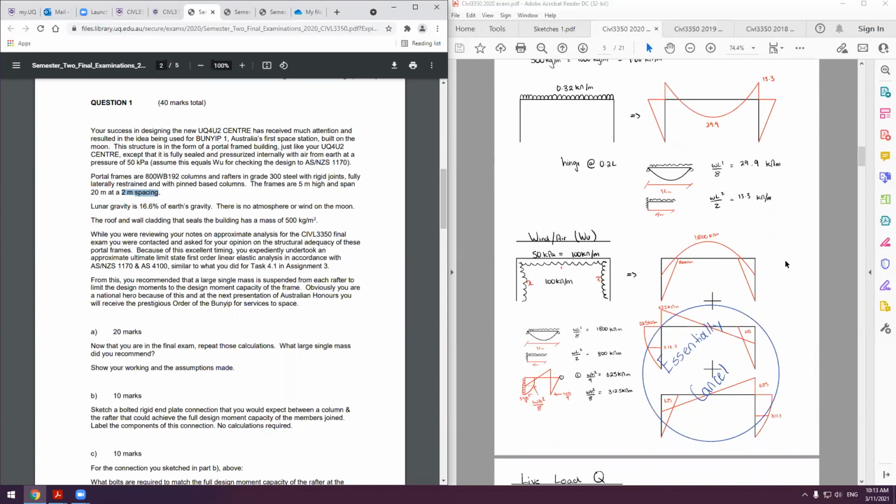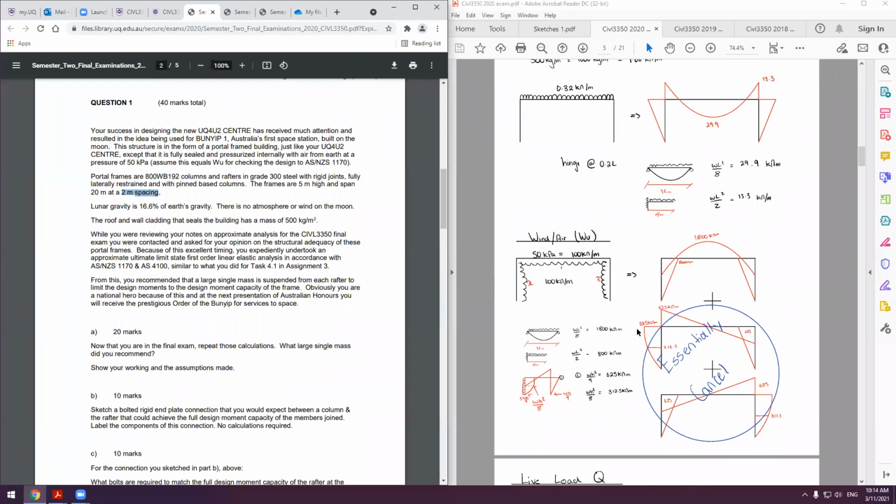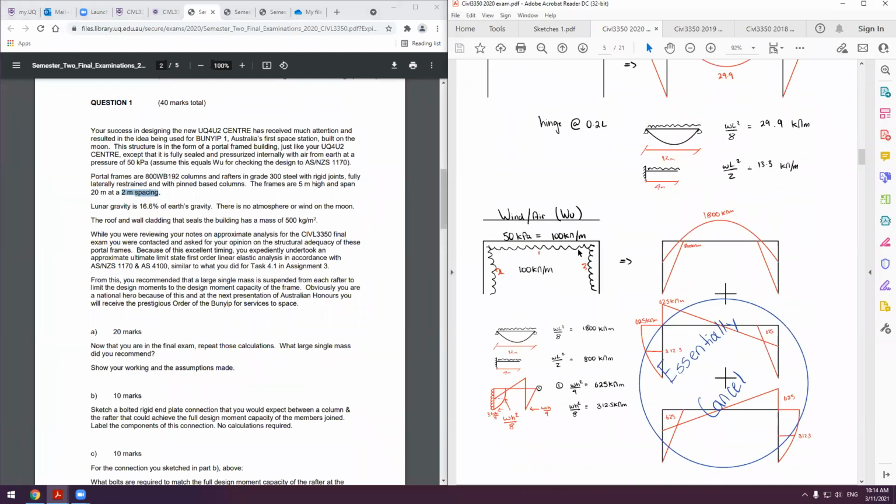And then the next thing is probably the trickiest part of this question, and it's dealing with this wind or air pressure due to that internal pressure coming out of the ground. So as you can see, we're essentially dealing with a shape like this. We've got 50 kPa. This is a rather large force, which equates to 100 kilonewtons per meter.